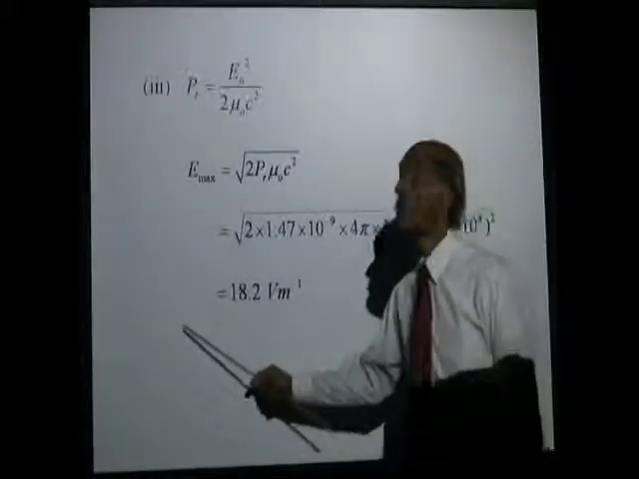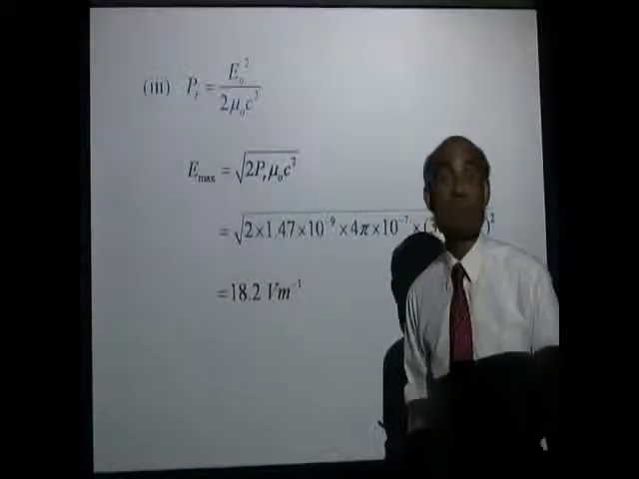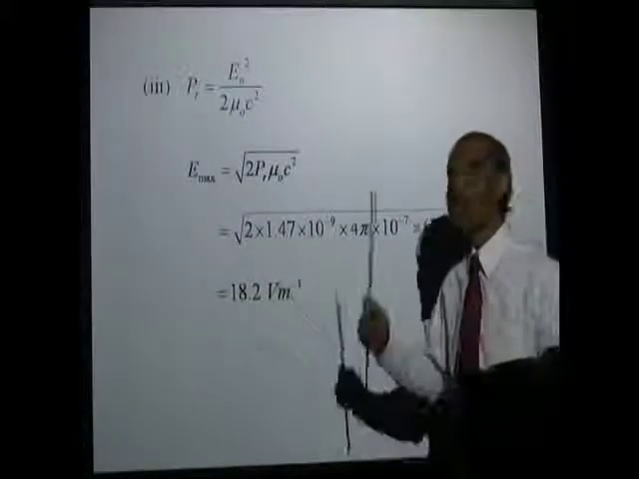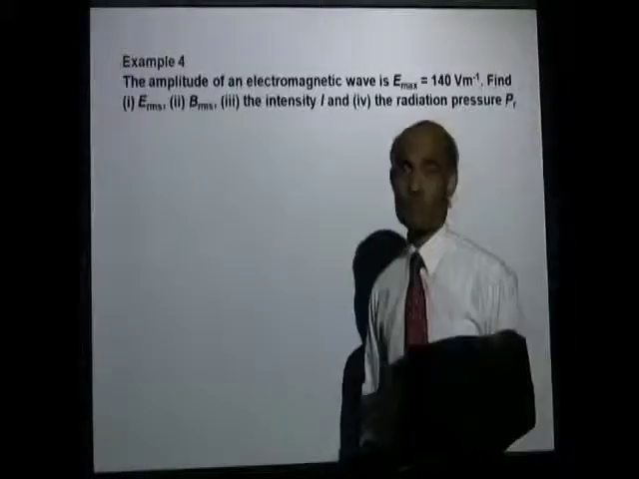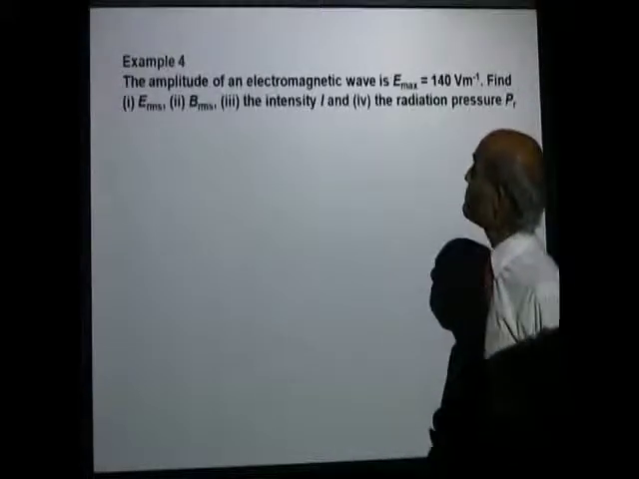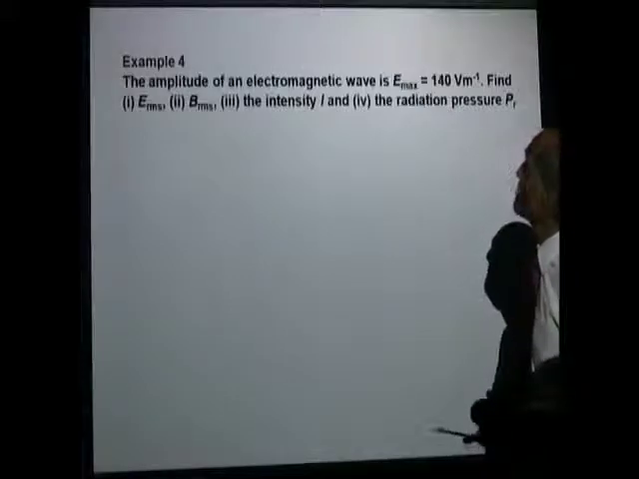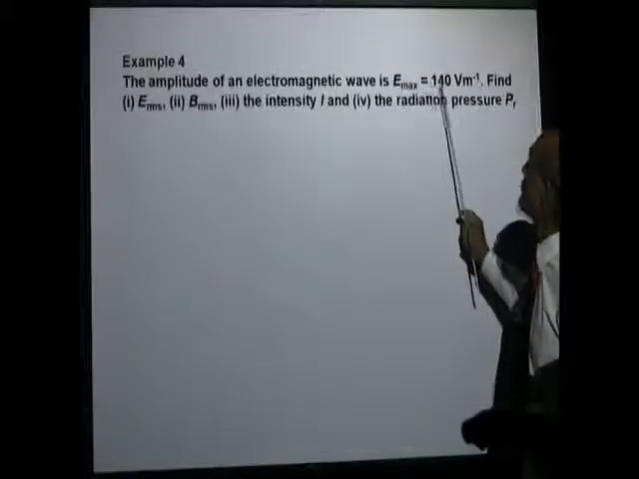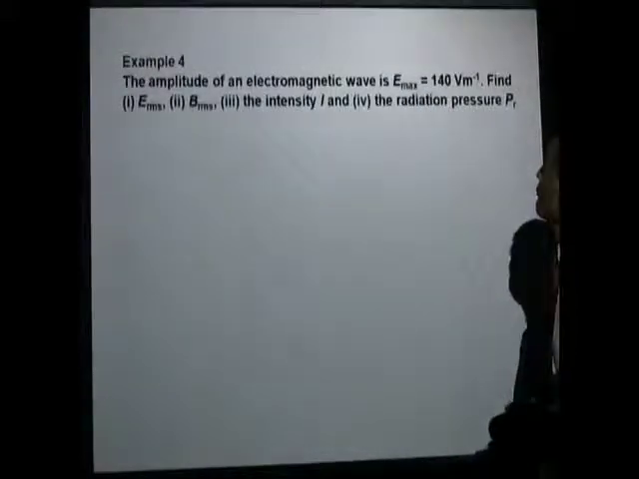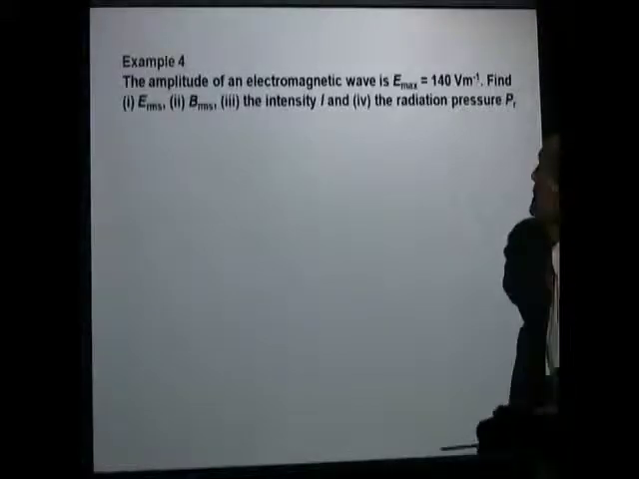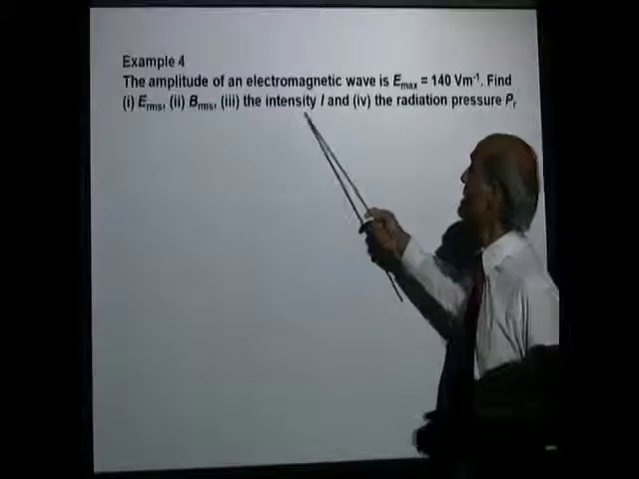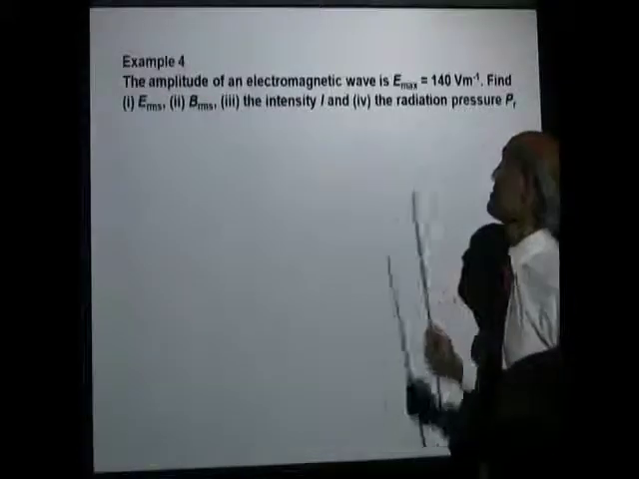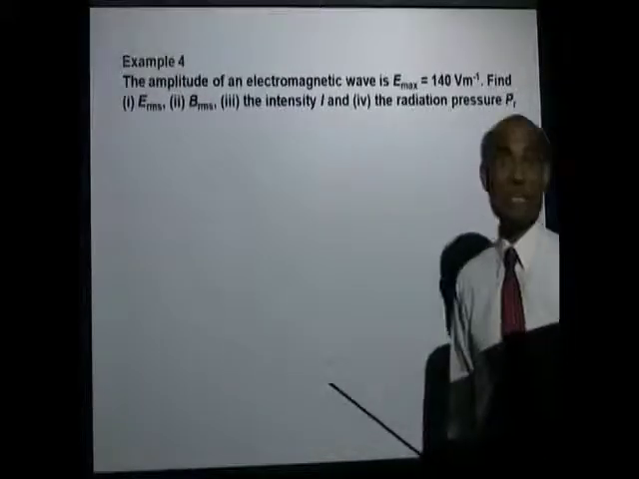Now, in the same way, you can calculate the magnetic field. I think I'm going to leave that for you and go to another problem. The amplitude of an electromagnetic wave is E max equal to 140 volts per meter. Find E RMS, B RMS, the intensity I, and the radiation pressure P sub R.